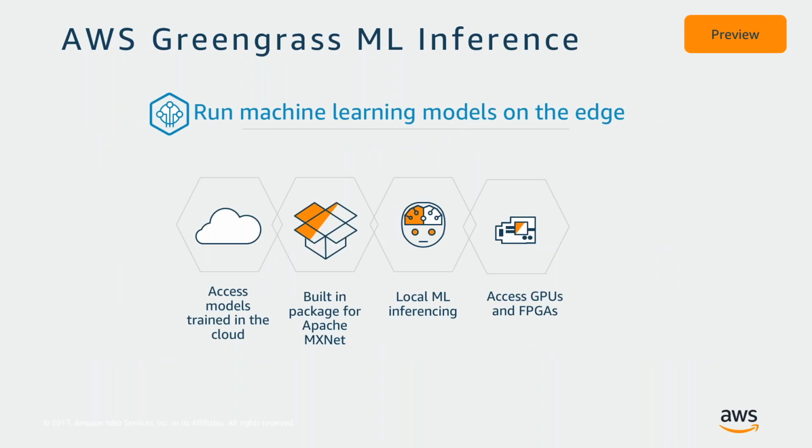Moving on to Greengrass Machine Learning Inference. Inference is a new feature that we are implementing in Greengrass, and is in preview. It lets developers build applications that add machine learning to the devices without requiring any special machine learning skills.